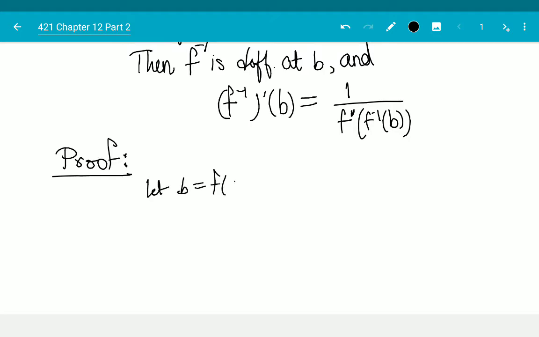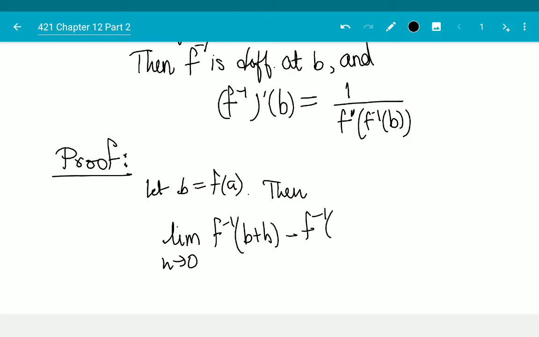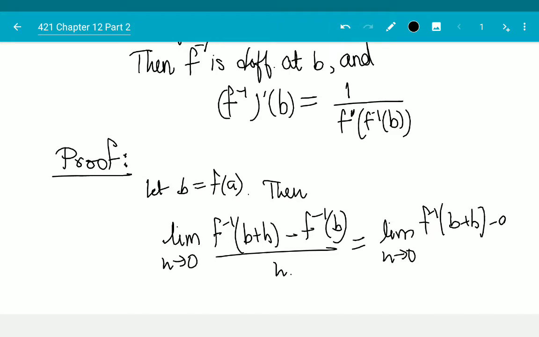Let b be equal to f of a. Then I have the limit as h tends to 0 of f inverse of b plus h minus f inverse of b, all over h, which is what the derivative at b is, which is what I want to show exists. This is equal to the limit as h goes to 0 of f inverse of b plus h minus a over h. We are writing it like this just for convenience.